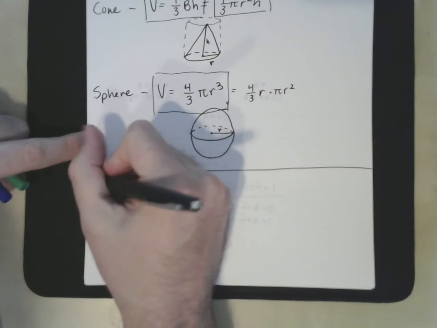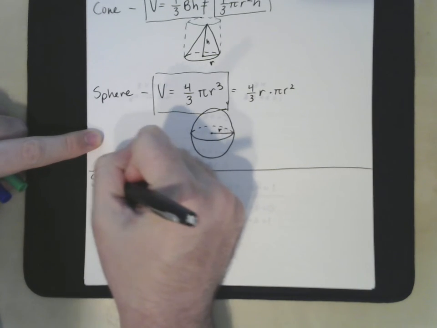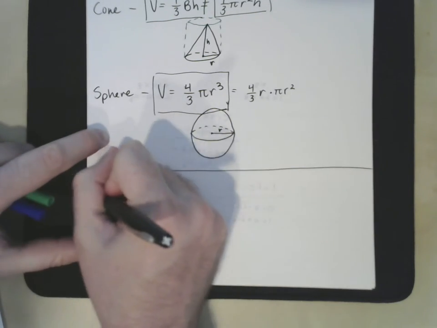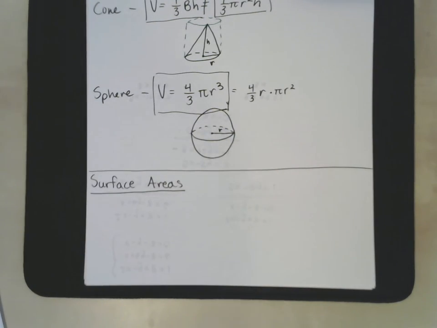So now we want to talk about surface areas. So we don't do a lot with surface areas. We reduce the number of figures that we even look at.